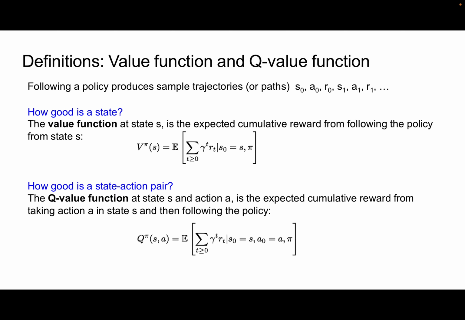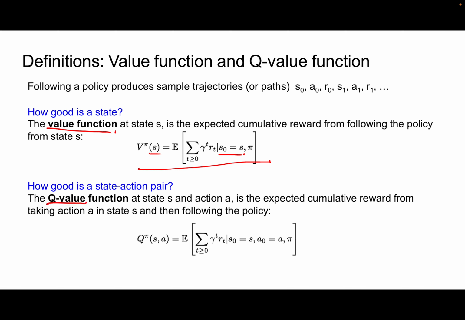And then, how good is a state? We need to decide how good the state is, so we introduce an additional function, a value function. The value function of state S is the expected cumulative reward from following the policy from state S. It looks a little bit complicated, but a value function is just a sum of discounted reward, right? The initial state is S, and then we get some expected cumulative discounted reward. That is the value function.